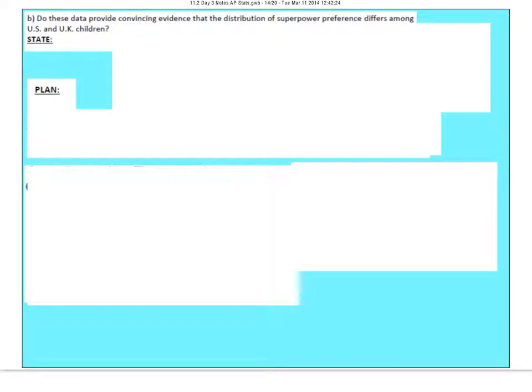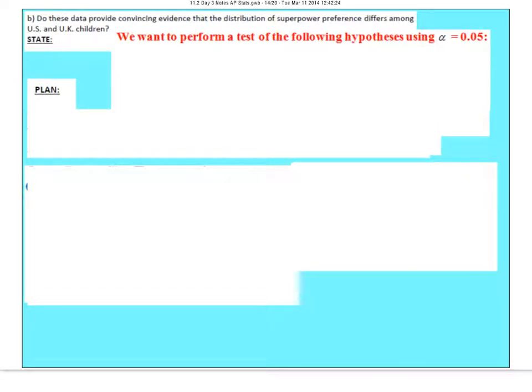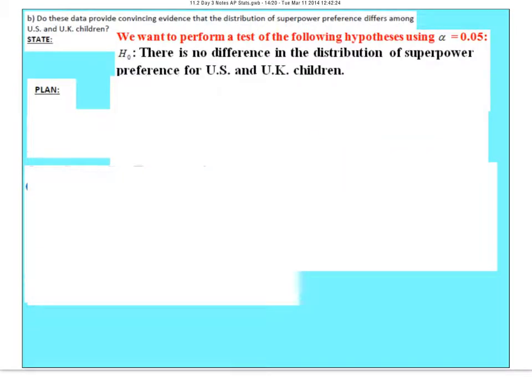Part B wants to know, do these data provide convincing evidence that the distribution of superpower preferences differs among the US and the UK children? That's a good question. So let's just do state, plan, do, and conclude. In this case, we want to perform a chi-square test of homogeneity, because we are looking at one categorical variable but two or more samples. In this case, two exactly. So I'm going to state that we want to perform a test for the following hypotheses. We're going to use an alpha of 5%. I'm going to start with the null hypothesis.